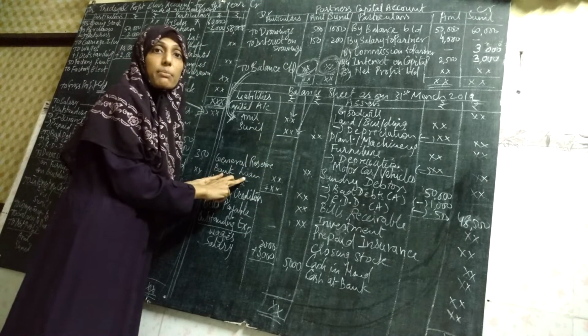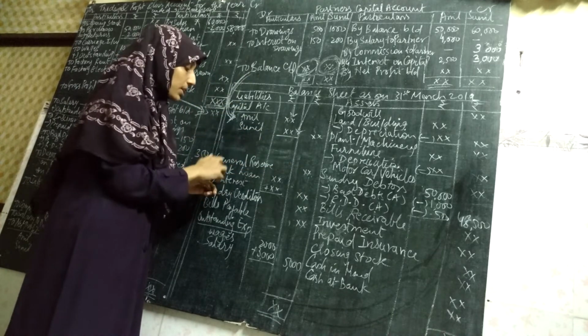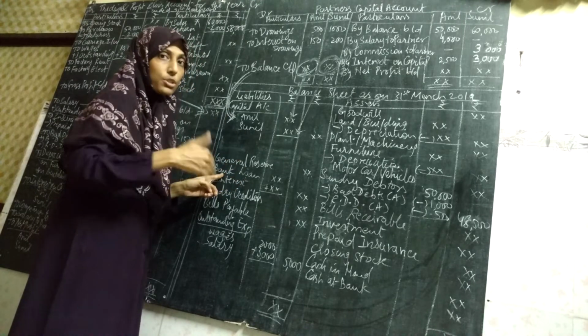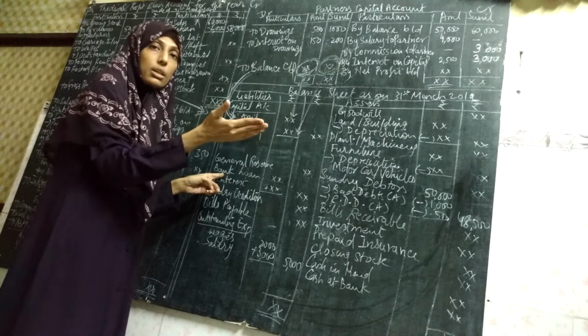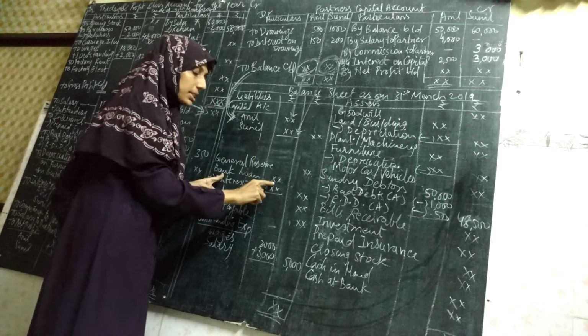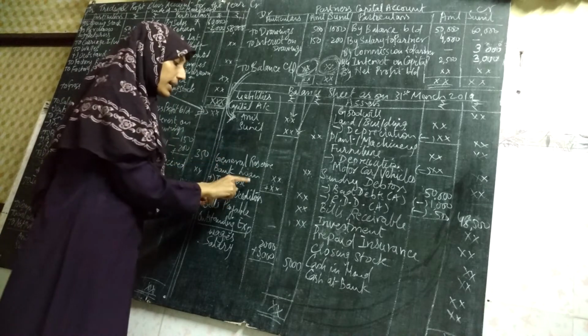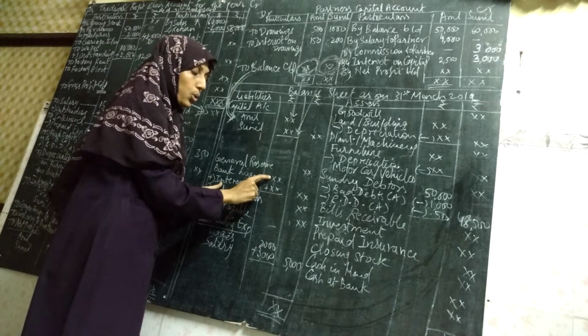Bank loan, we have taken a loan from the bank. So it is shown, it is not our own money. Today or tomorrow, we have to pay it back to the bank. So it is shown on the liability side. The bank will demand interest on the loan. So that amount will increase.